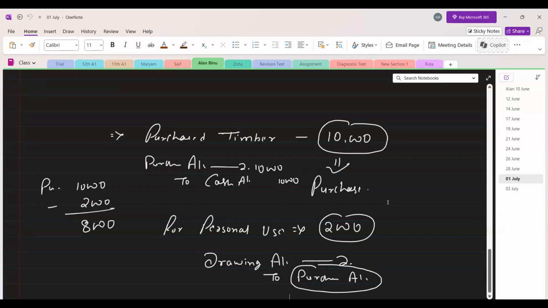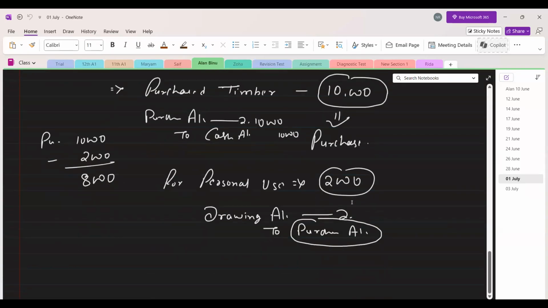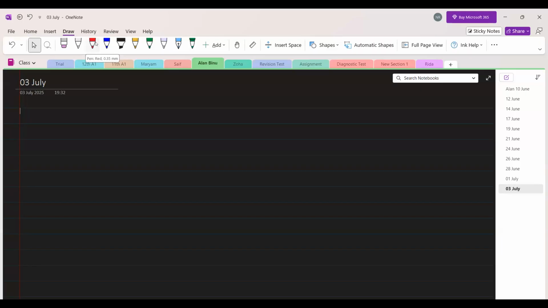Journal entry related to goods means transaction related to goods. Now in this, there is a part where goods is destroyed or lost. There are different types of loss. So we will discuss that loss in detail here, because sometimes insurance is taken for goods or any property. If you know the meaning of insurance, can you tell me?